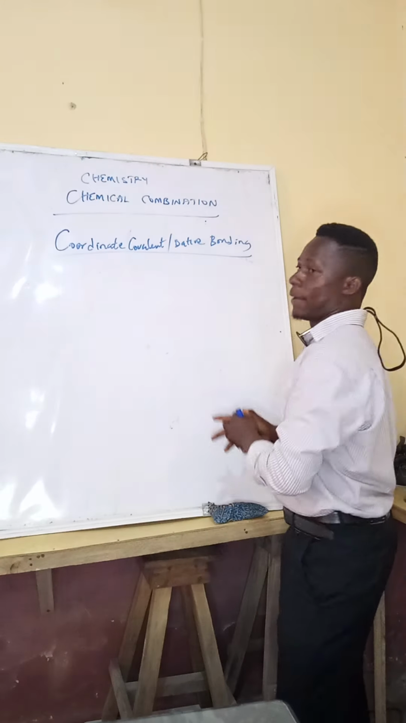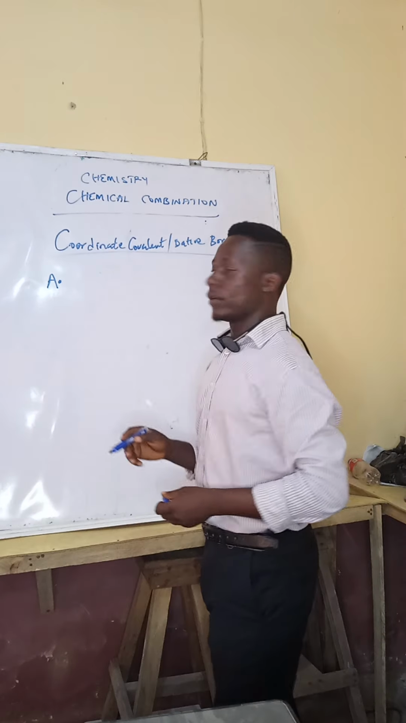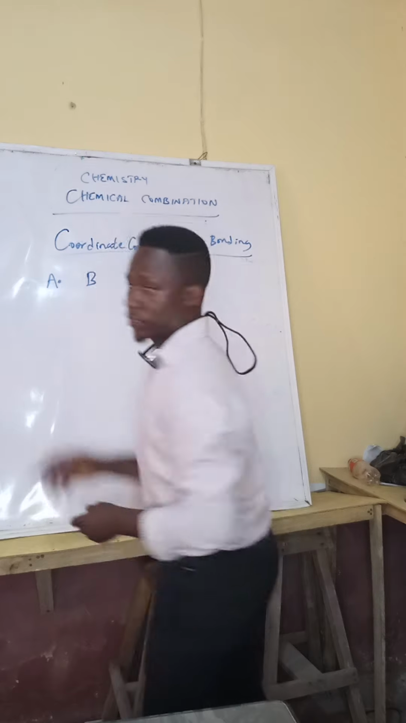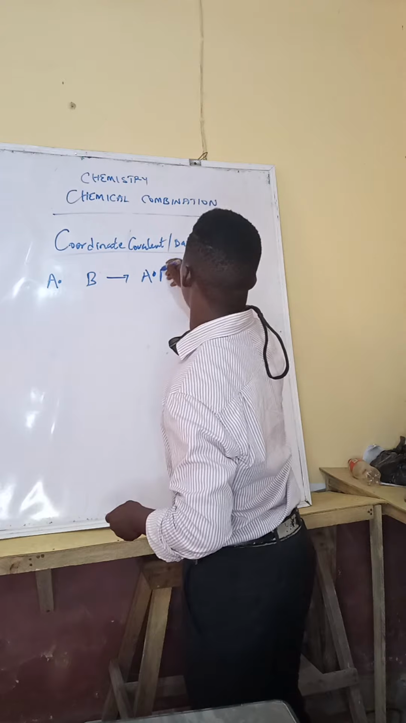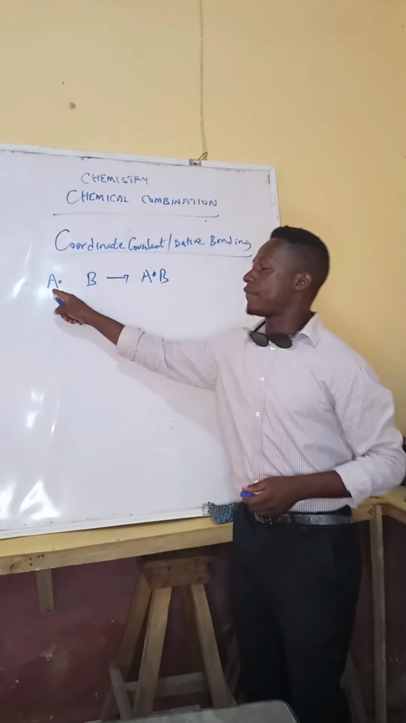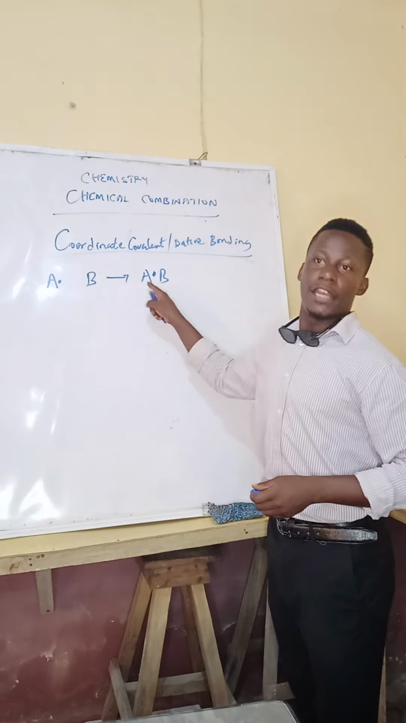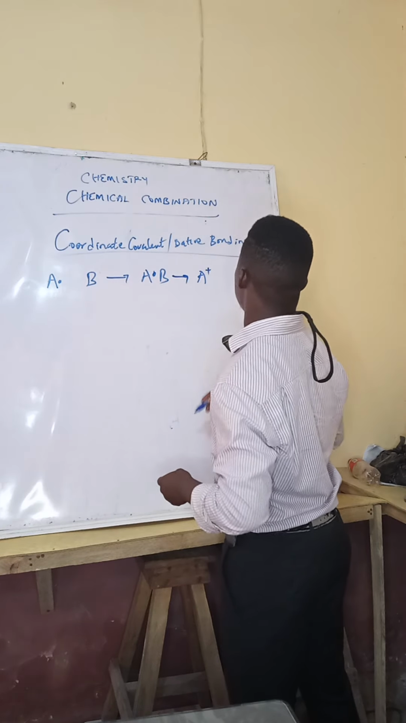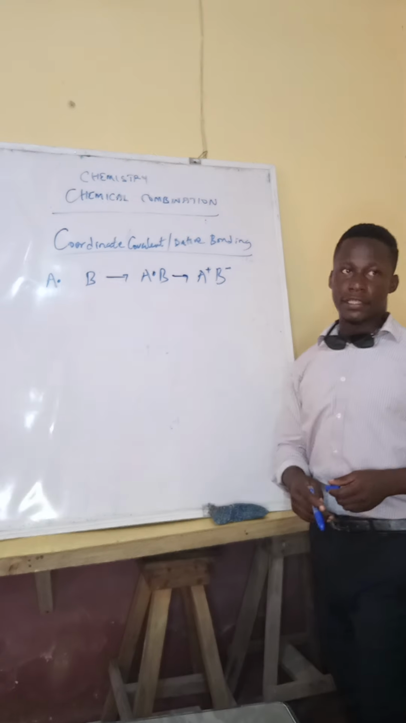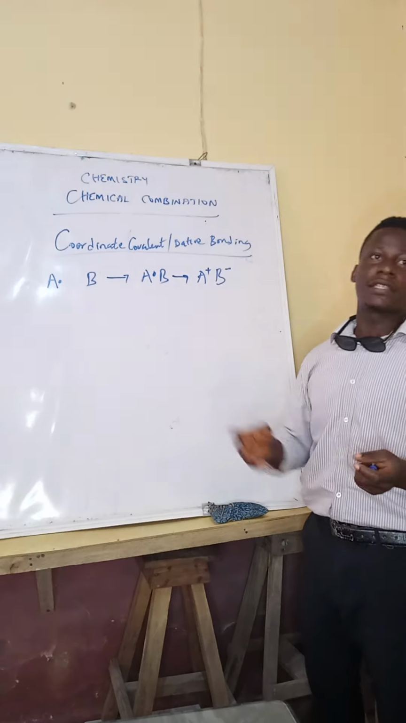In a coordinate covalent bond, however, you have atom A having an electron, but atom B does not, and they still share the electron together. So atom A has an electron, atom B does not, but A and B are sharing the 1 electron together, so that A becomes positive and B becomes negative. So this is the summary of coordinate covalent bonding. Now this is evident in 2 ways.